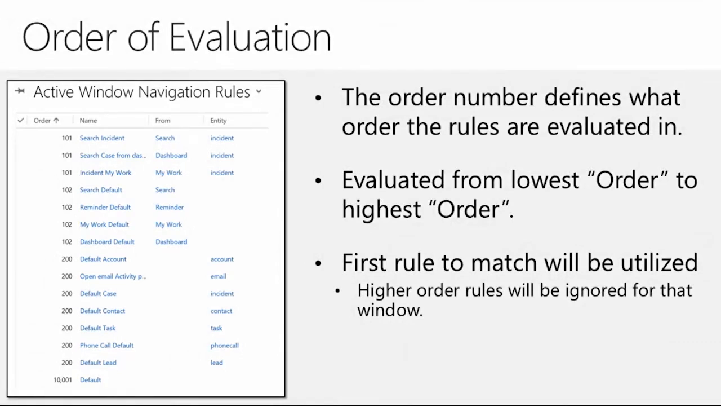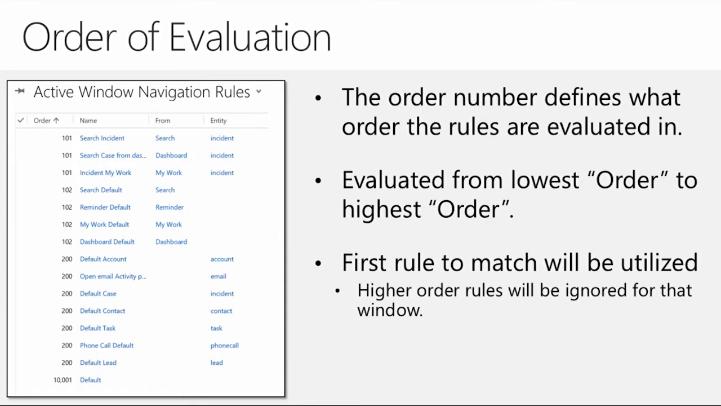So here we can see a real good example of a bunch of the active window navigation rules that you would see if you install the sample data. I want to draw your attention to a couple of different things on here. The first thing is you'll see that each one of these has an order number associated with it. Some of them have the same order number, and that's okay, because we'll explain why that is in just a couple of seconds.